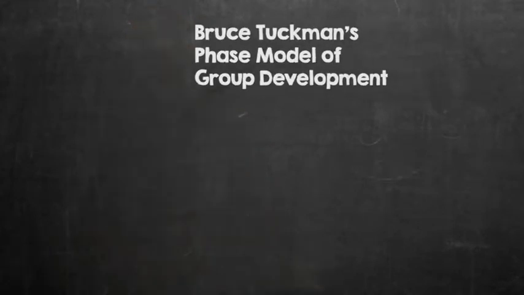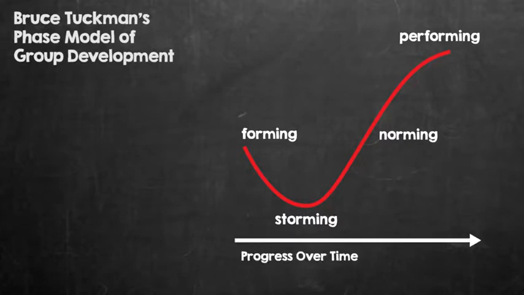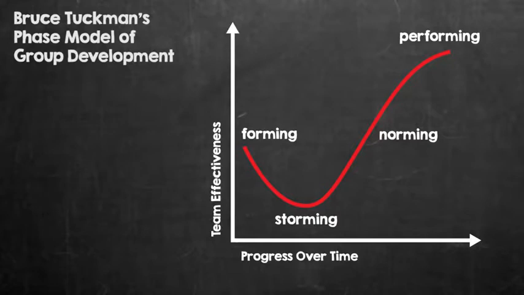It looks like this. This model suggests that over time, groups move through 4 recognizable phases of development on their way towards becoming a high-performing group or team, though of course the boundaries between each phase are inevitably a bit fuzzy. The x-axis going across the bottom charts the progress of the group over time, while the y-axis up the side indicates the overall effectiveness of the group in relation to why the group was created in the first place.